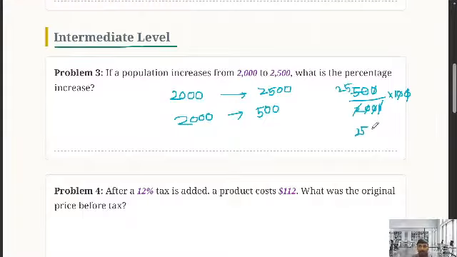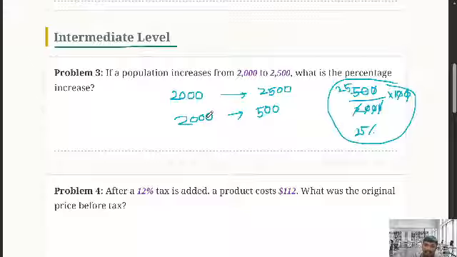Okay, 25% increase we can say. But here is the twist. We are not going to solve this by this method. Still find 500.